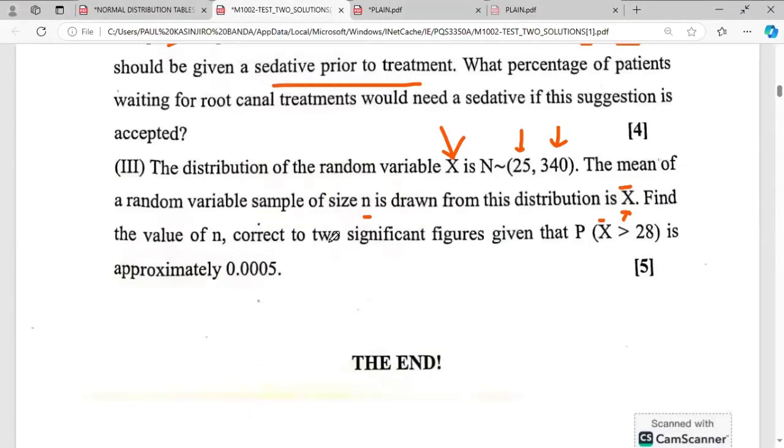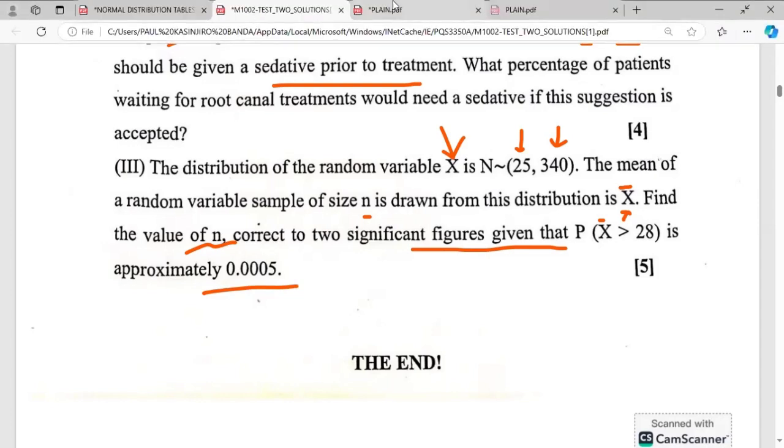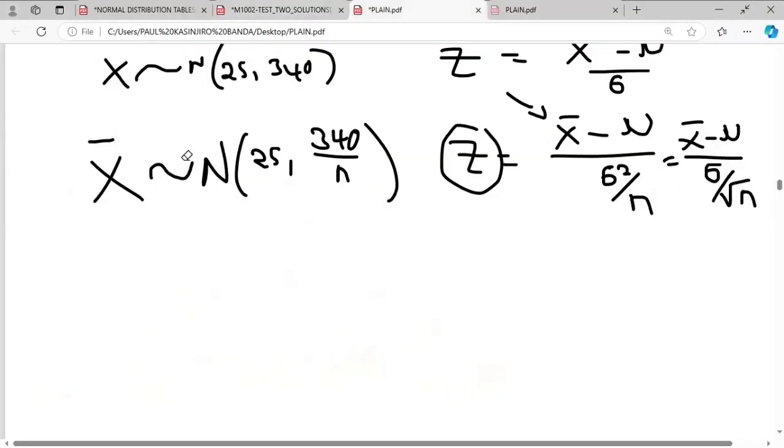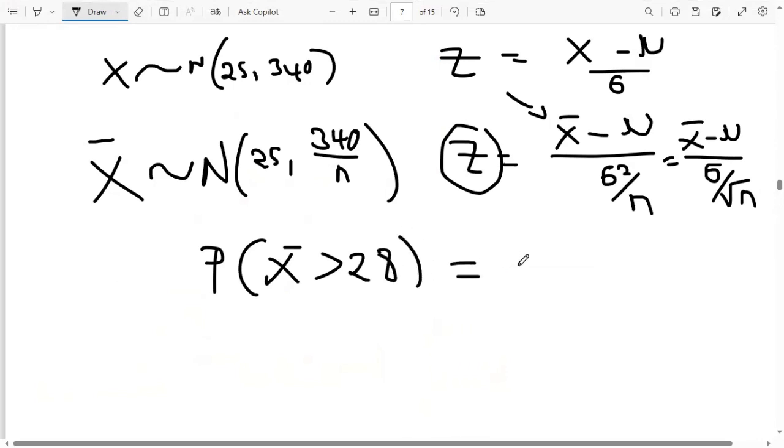Okay, so the question here, they're saying find the value of n correct to two significant figures, given that the probability of the mean being greater than 28 is approximate. So we've been given the probability. Okay, so the probability that the mean is greater than 28 is equals to what? 0.005. Okay, so this here is greater than, we have to change it into a less than, guys.